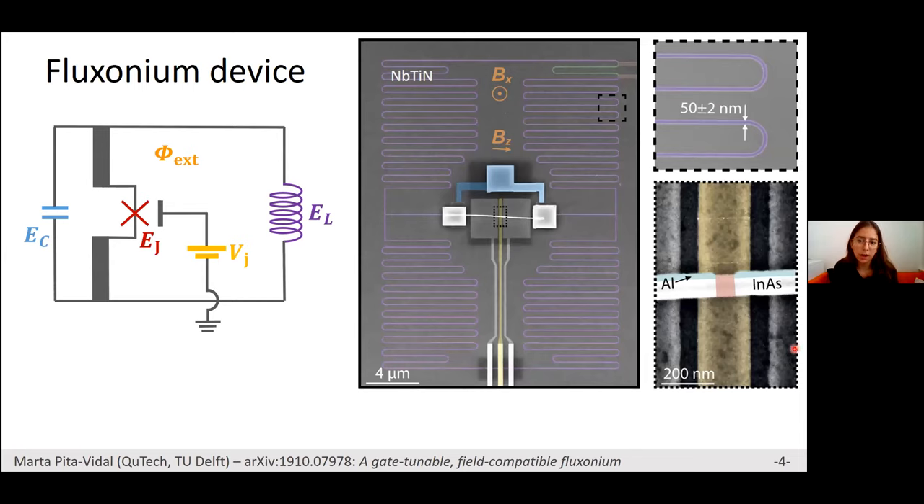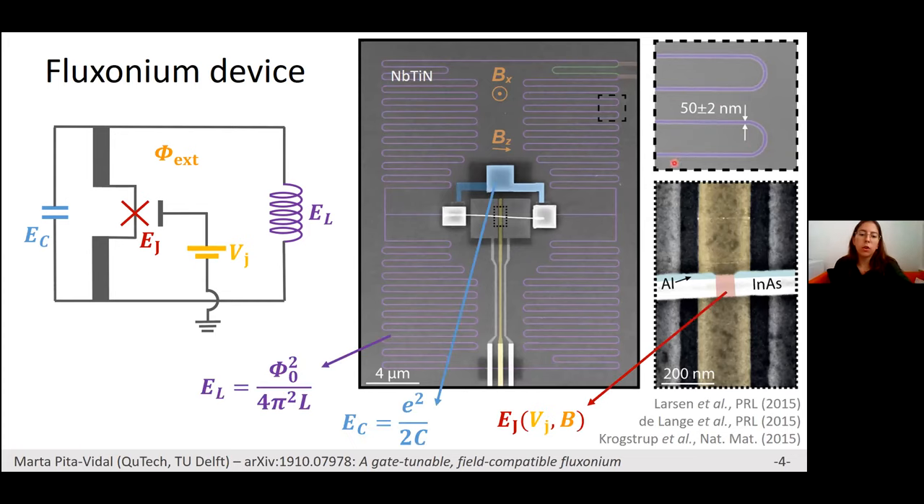The capacitive and inductive circuit elements are implemented with a parallel plate capacitor in blue and with a long meandering superinductor in purple. Specifically, the superinductor has a width of 50 nanometers and is made out of a 9 nanometer thick film of niobium titanium nitride, which has a large kinetic inductance of around 40 picohenry per square. The values of EL and EC are therefore fixed by the chosen materials and geometry.